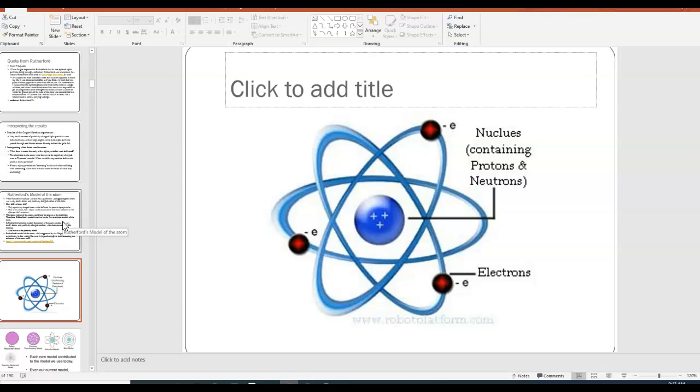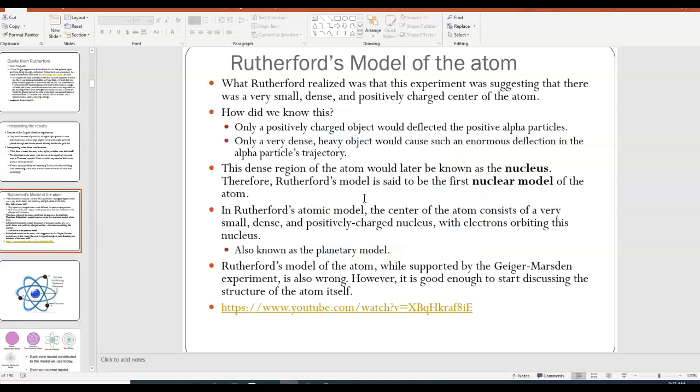Now, we will talk about this later. Rutherford at the time didn't know about protons and neutrons. He just knew it had to be something positive. The protons and neutrons were discovered later on. Now, Rutherford's model is supported by the Geiger-Marsden experiment. Okay, Rutherford's model of the atom is wrong, but it is less wrong than the Thomson model because it has some piece of evidence supporting it.